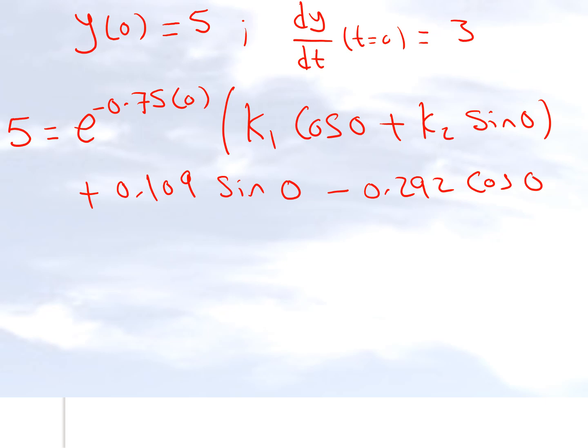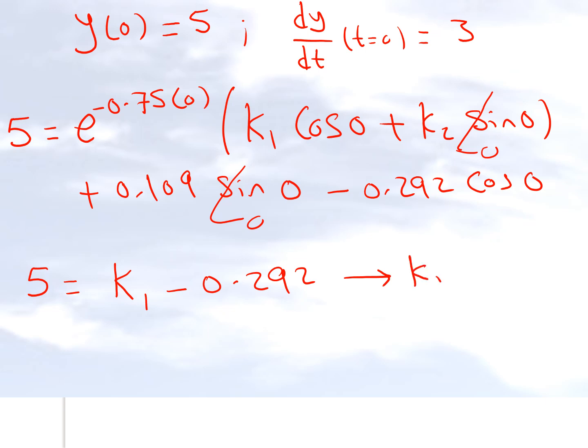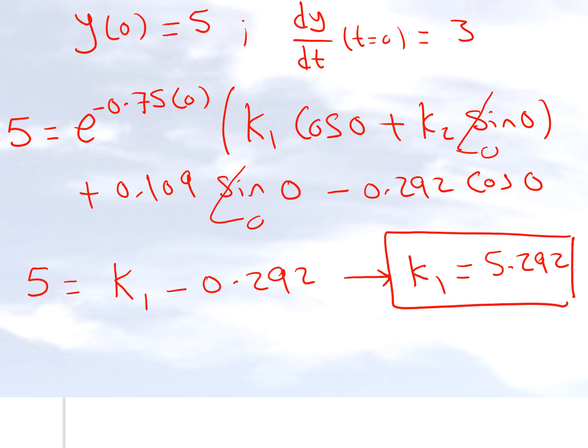So now you can see that this term cancels. This is 0, this is 0, and we can immediately solve for k1. So I have on the left hand side 5, this is 1 times k1 minus 0.292. From here we have k1 equals 5.292. So this is the first coefficient that we have. Now we need to get the derivative dy/dt so that we can use the second initial condition.